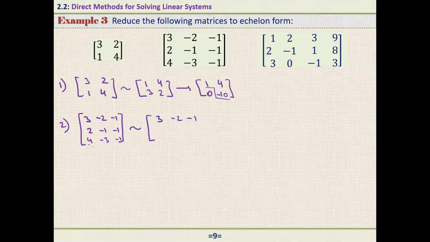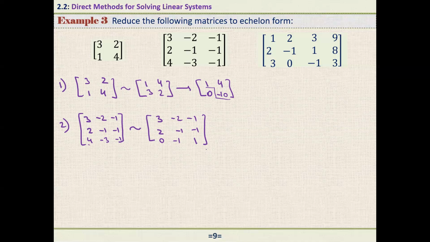The first one is, let me create 0 here in the third row. To do this, I will multiply the second row by -2 and add to the last row. So here we have 2, -1, -1, multiply by -2 and add 4, that is 0. -2 times -1 is 2, plus -3 is -1. And -2 times -1 is 2, 2 plus -1 is 1. So now we created 1, 0 under this.